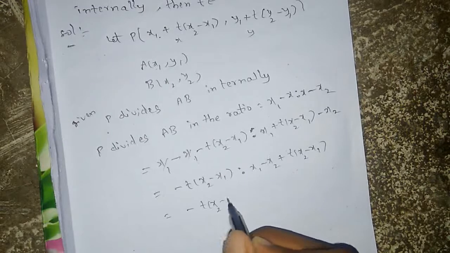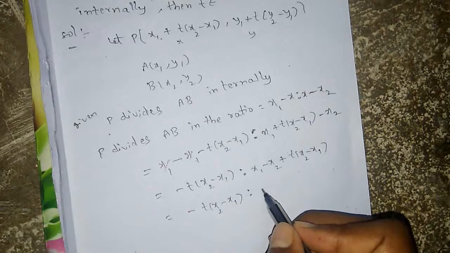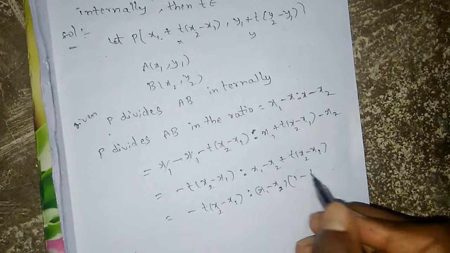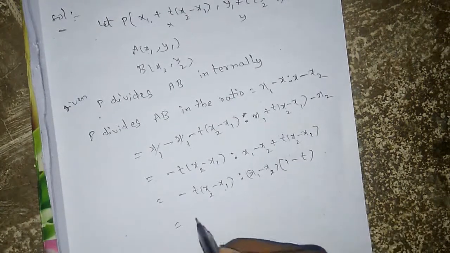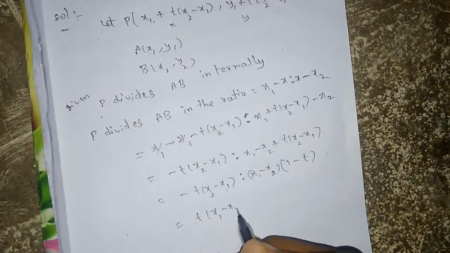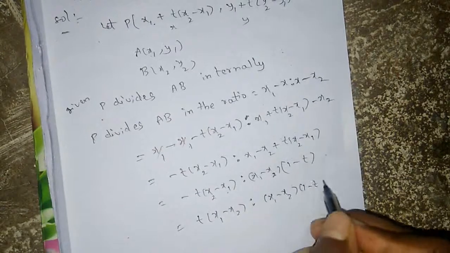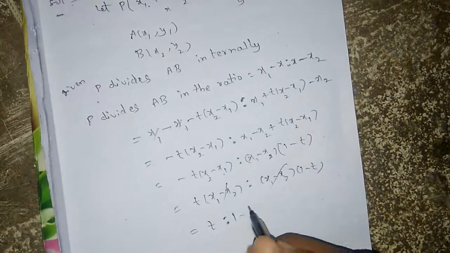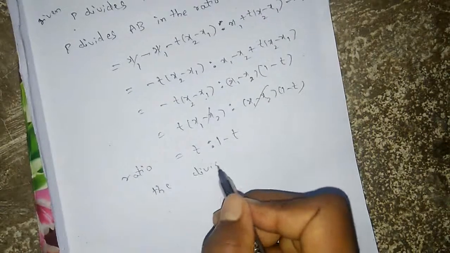Here take x2 - x1 common, or take x1 - x2 common here. So here it will be 1 - t. Here x2 - x1 is there, here x1 - x2 is there, multiply by -t(x1 - x2) is to (x1 - x2)(1 - t). These two get cancelled, that is t is to 1 - t is the ratio, but the division is internal.